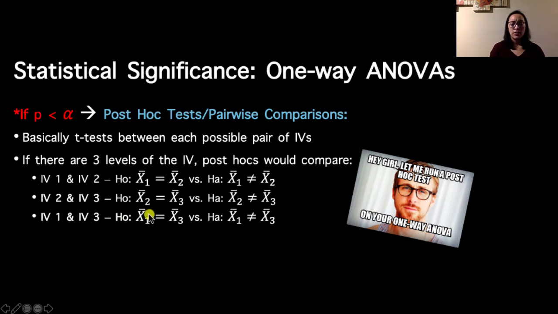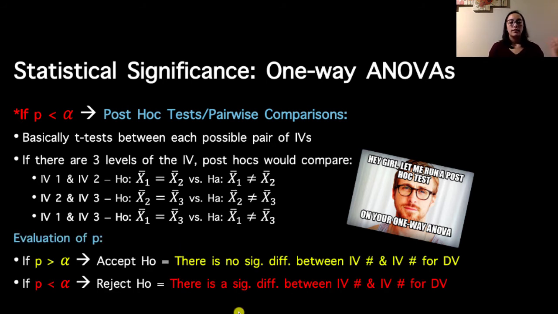But in each case, because you'll get a p-value for each pairwise comparison, the null hypothesis says that the means are equal. The research hypothesis says the means are not equal, right? And then from there, you can interpret the p-value as if it's greater than 0.05, there's no significant difference between those two independent variables that were paired together. If you have a p-value less than alpha, then that would mean there is a significant difference between whatever two independent variable levels you have paired together.